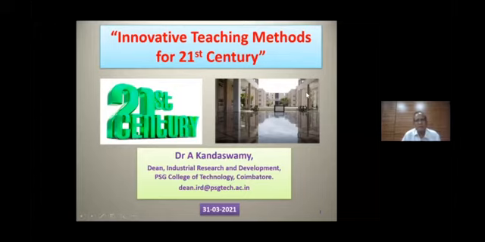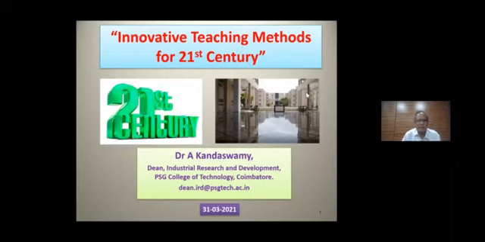Now, innovative teaching methods, there are a number of methods available. A lot of research has already been done in the 20th century. A number of research papers were published, and based on those documents, I have prepared my lecture material. It is not lecture material from one or two references. It is a continuous development taking place in higher education, not only in our country, but also abroad.